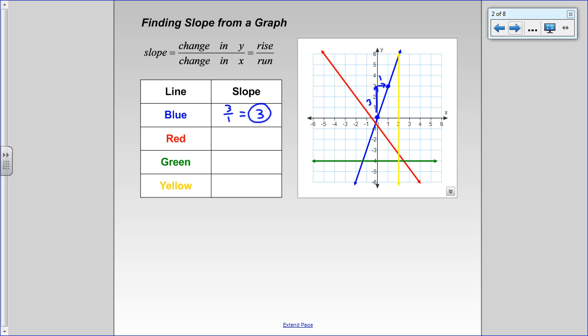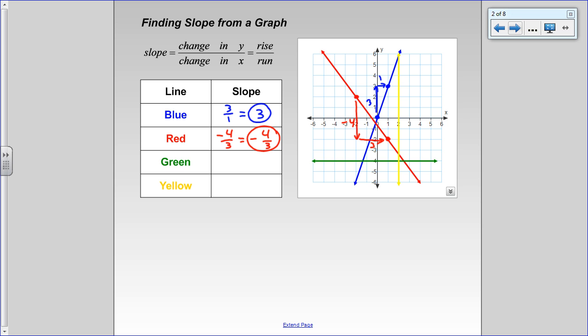How about the red line? Well, we can see that the red line passes through the point (-2, 2), and it also passes through the point (1, -2). That's a rise of -4 and a run of 3. So the slope of the red line is -4/3.